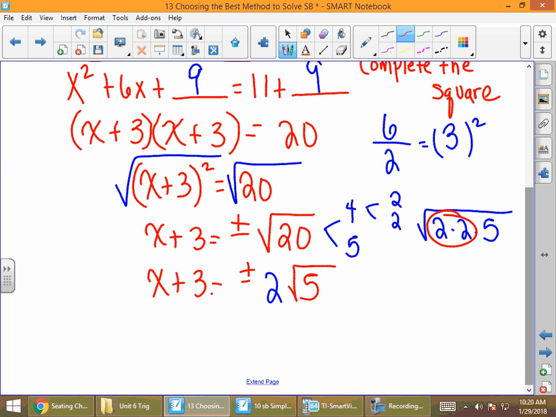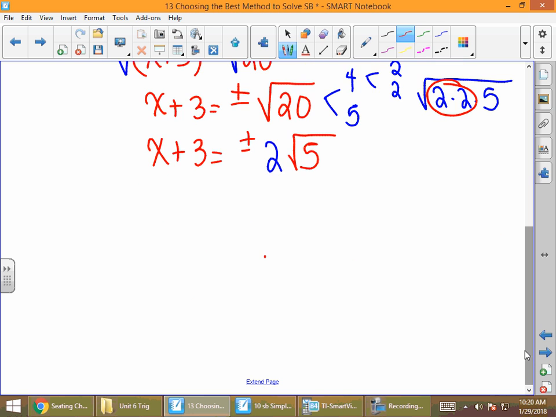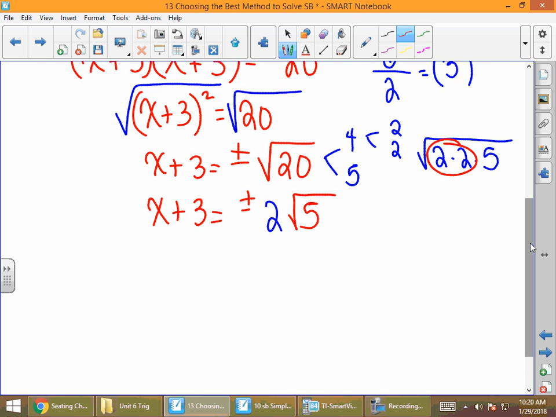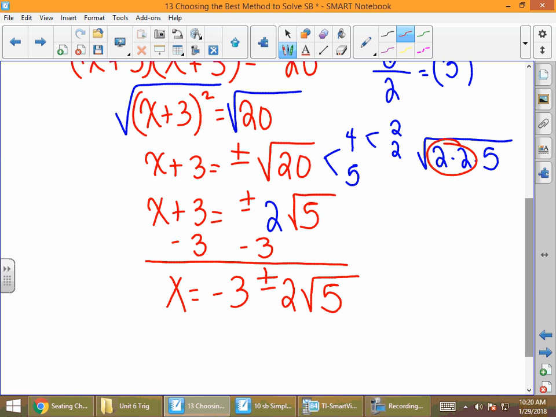Our ultimate goal here is to solve for x, so we're almost there because we have x plus 3 equals plus or minus 2 radical 5. We can subtract 3 from here. We'll get x equals negative 3 plus or minus 2 radical 5. That is our exact answer.